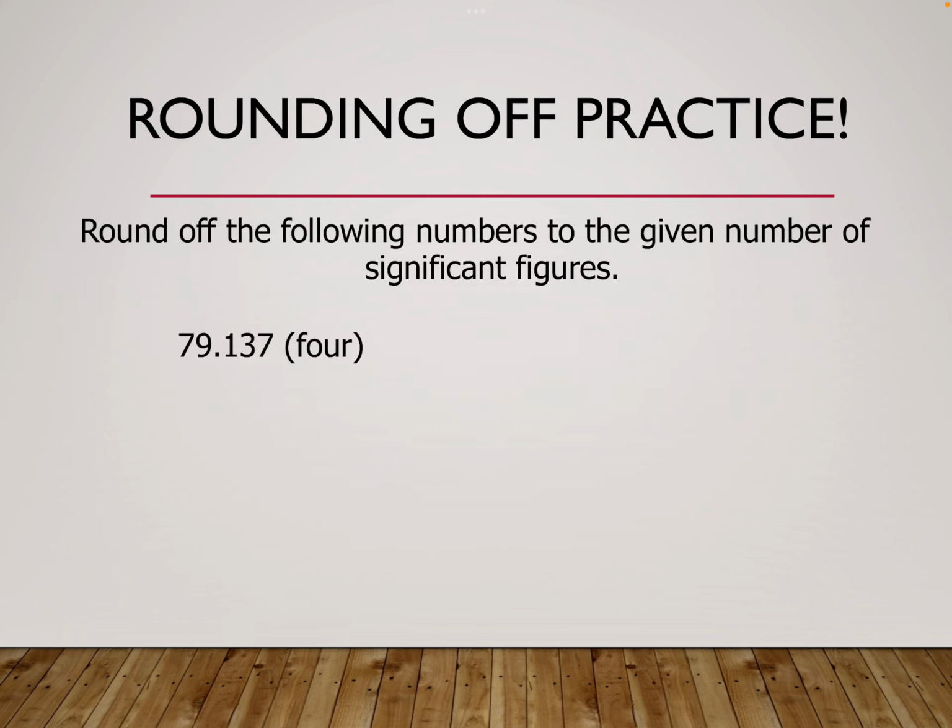Okay. All right, let's try some rounding. So if we rounded this to 4 significant figures, so 1, 2, 3, 4. So we're going to chop it off here. We look at the 7 and we say, hey, that 7 is greater than 5. So it's going to round this 3 up. So we would write 79.14 because that 3 got rounded up.